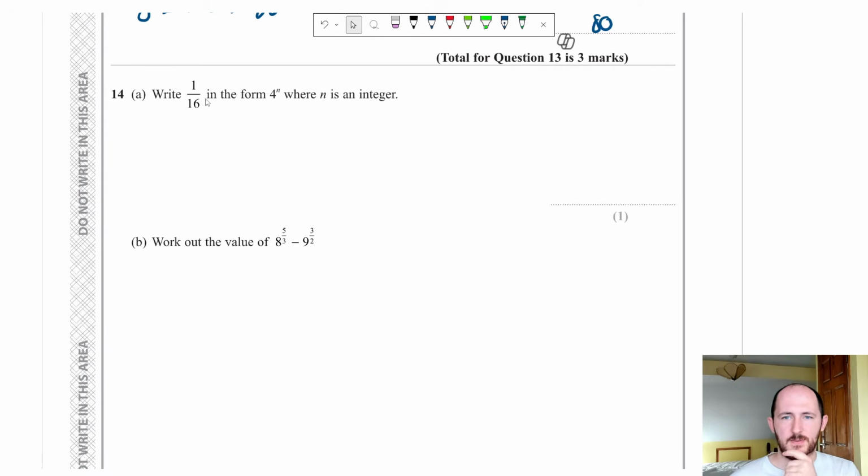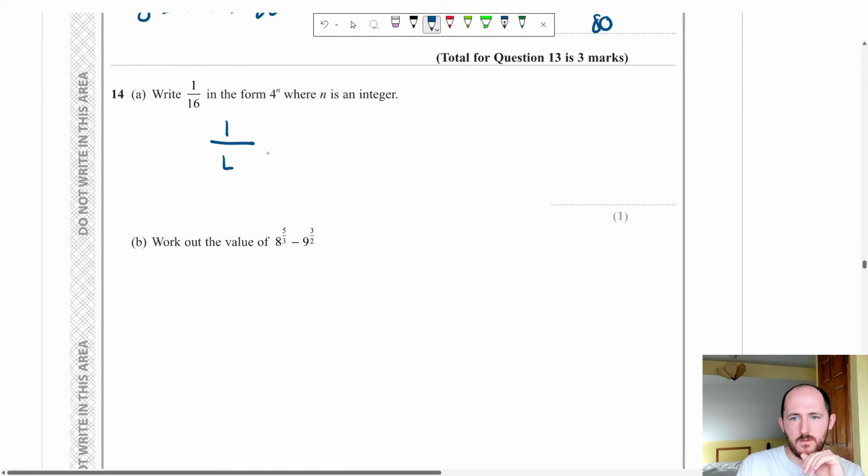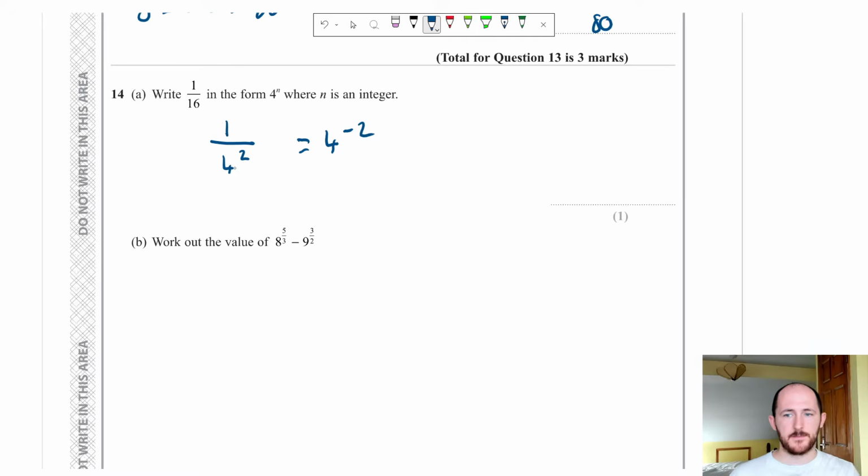Okie dokie, so we need to write 1 over 16 in the form 4 to the power of n, where n is an integer. So the first thing I would do is looking at that 16, how can you write 16 in terms of a power of 4? And the answer is by writing 1 over 4 squared, right? Because 4 times 4 is 16. But they want 4 to be not in a fraction, right? They want to bring it up. Now, if you remember, to flip any fraction, you need to make it negative. So it's 4 to the minus 2.